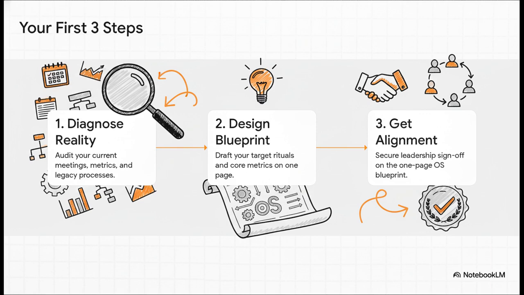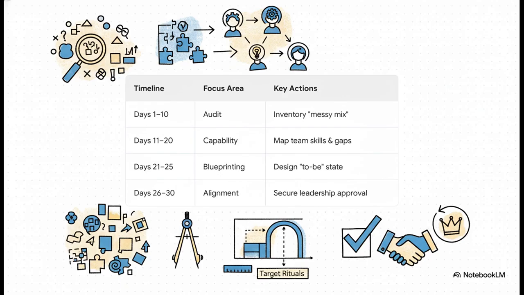Second, you design the blueprint. This is where you draft your ideal system, maybe on just a single page. And third, you get alignment. This is crucial. You have to bring your team along for the ride and get them on board with the new plan. So you can see here the first 10 days or so are all about auditing the existing chaos.